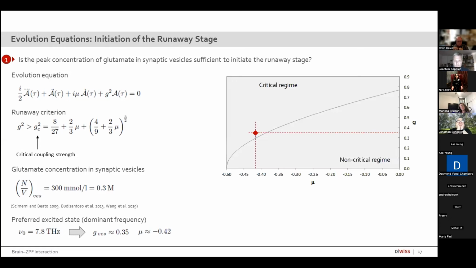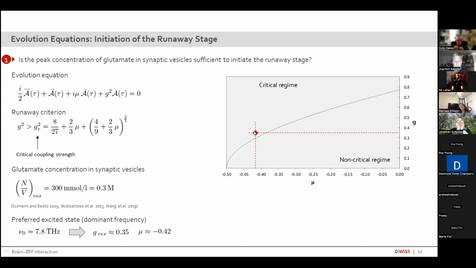And this leads to the following picture. So this solid curve indicates the critical coupling strength as a function of the parameter mu, and this curve separates the critical from the non-critical regime. And the red diamond marks the pair of values that come out of the calculations. And there is no cheating. That's the measured glutamate concentration in vesicles. And this is what we get.